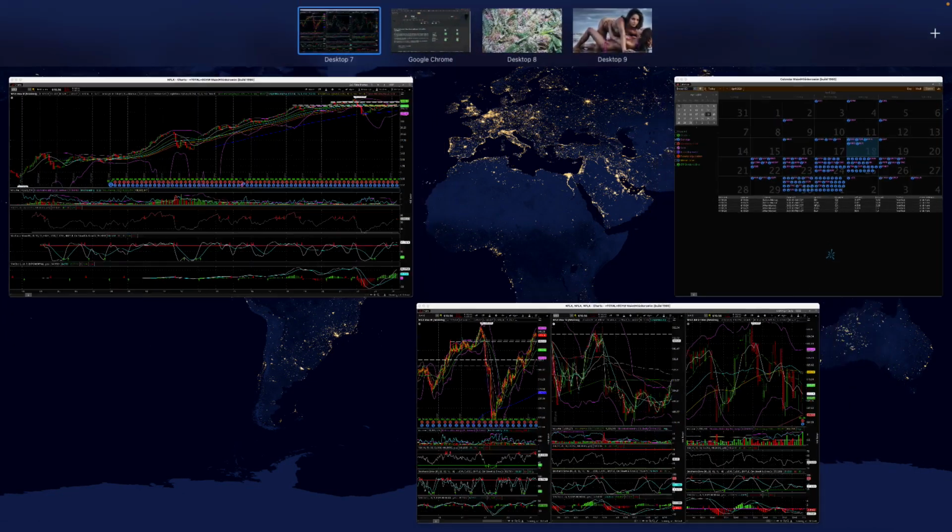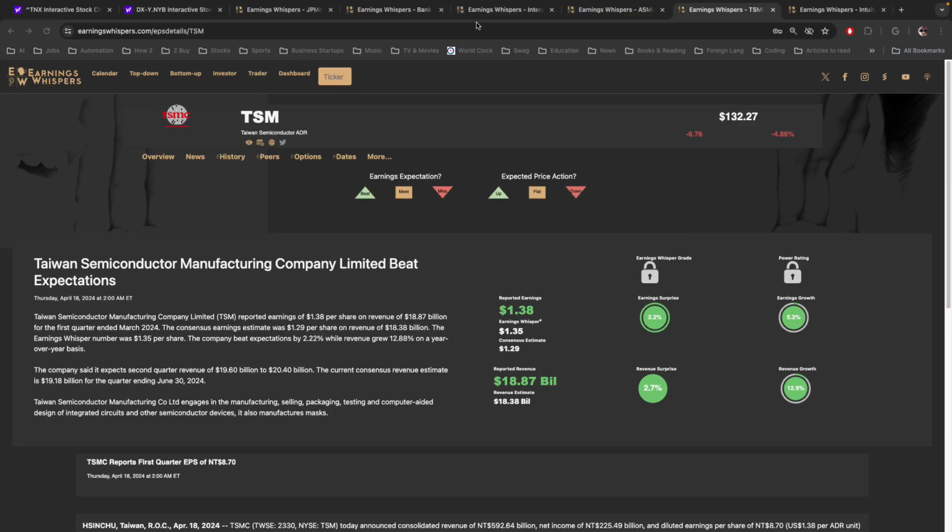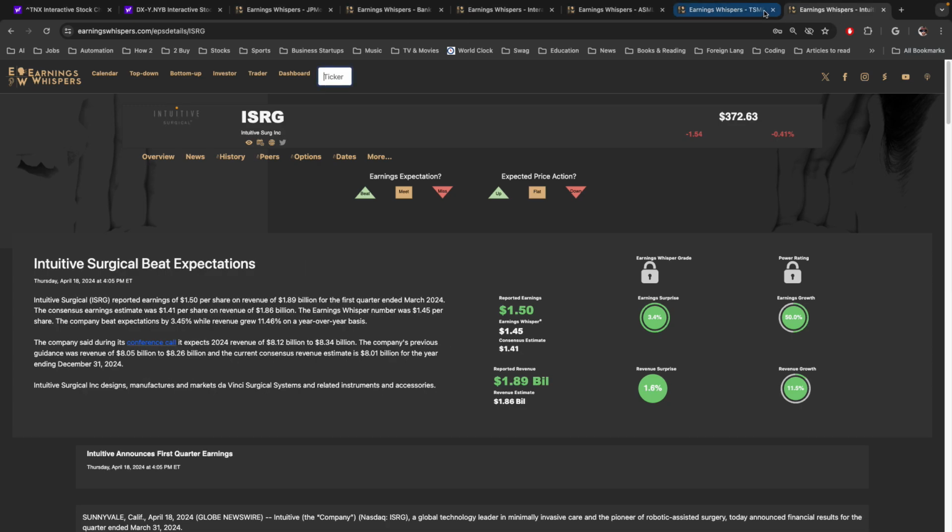Next up, we have Netflix. So with Netflix here, nope, we've got ISRG actually. So with ISRG, they had top and bottom line beats. The stock sold off with the broader tech sector today.